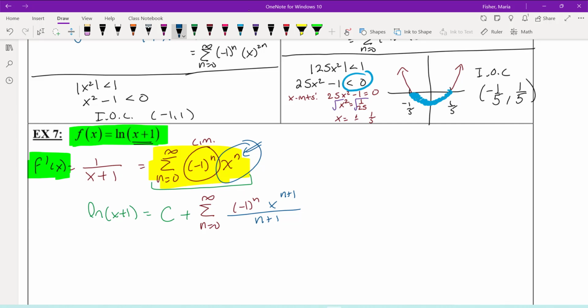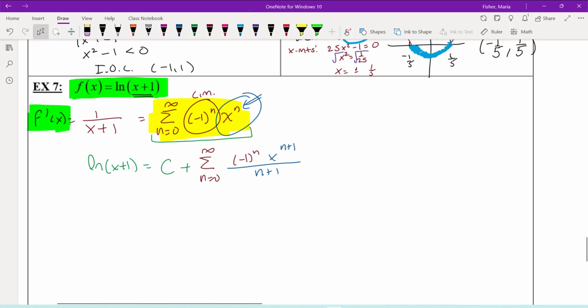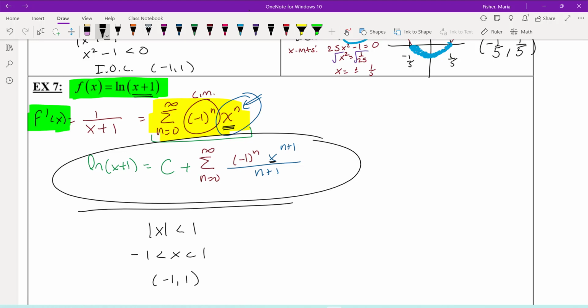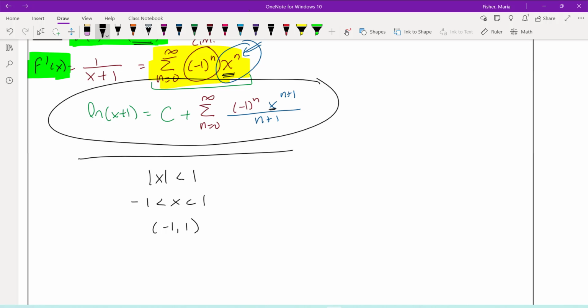So I have my series, and now I need to find the interval of convergence. Well, the interval of convergence is going to be the same thing as before, right? Because that's still my R. It's got to be where the absolute value of x is less than 1, which we know is just negative 1 less than x less than 1, or negative 1 to 1. But we found this guy by integration. We didn't find it by using the sum formula for our geometric series. Because we found it by integration instead of that sum formula, we will have to check the endpoints. So we are going to have to check the endpoints in order to find the interval of convergence because we integrated.